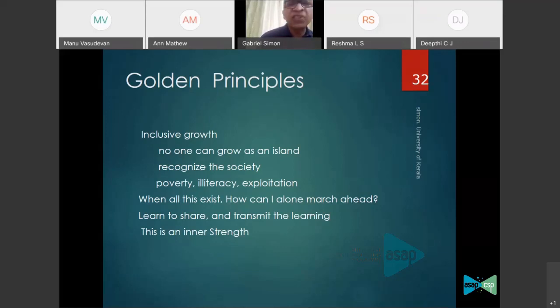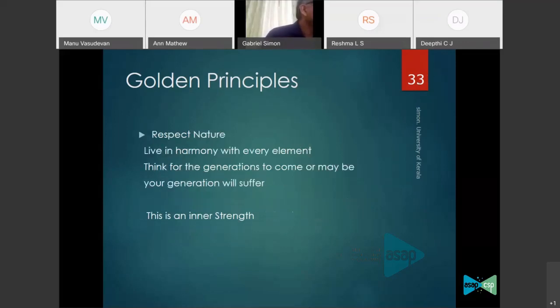So also, number 33, you have to respect nature. Live in harmony with every element in nature. Think for the generations to come. When we think about water, oxygen, fresh air, we are under the belief that one or two generations, we are going to be over. But we have to think of generations to come. Otherwise, maybe your generation itself will suffer. This is again an inner strength.